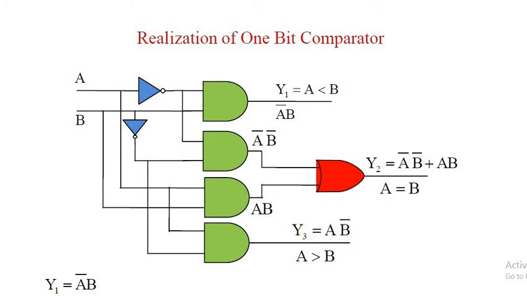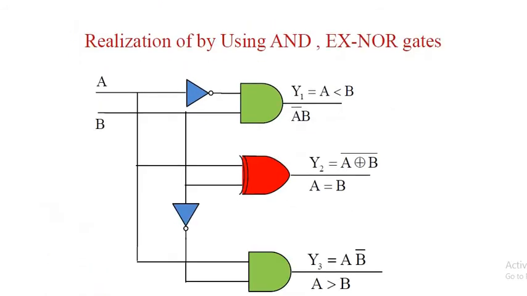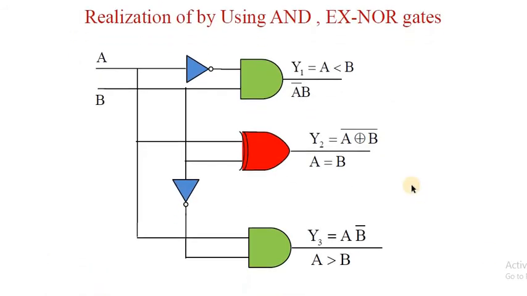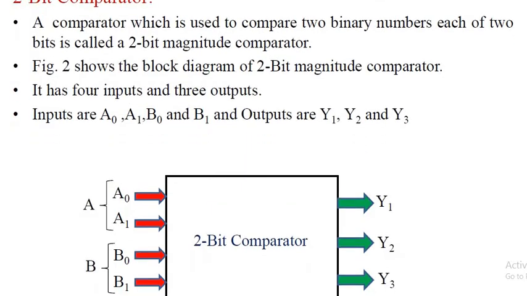These are the outputs of the comparator. In this way, this is the design of the comparator. See here the realization using AND and XNOR gates. Whatever the XNOR expression is, only the y2 changes. Here we consider the XNOR gate. By using that we can also perform the design.